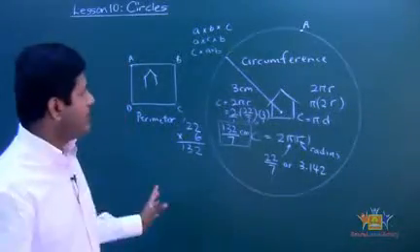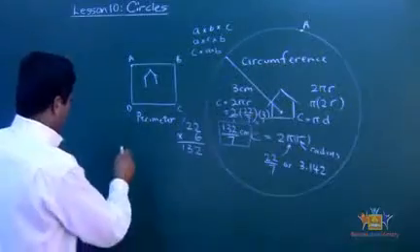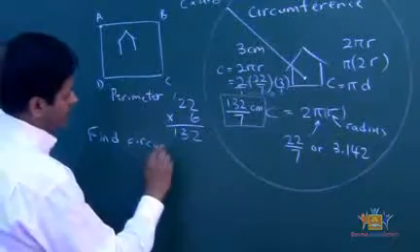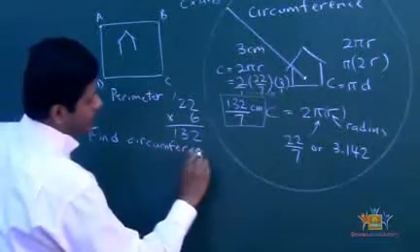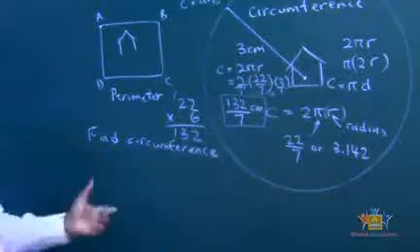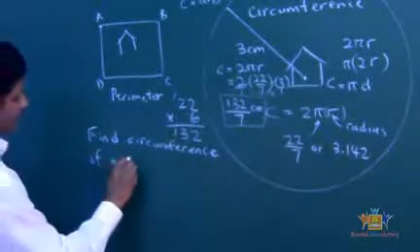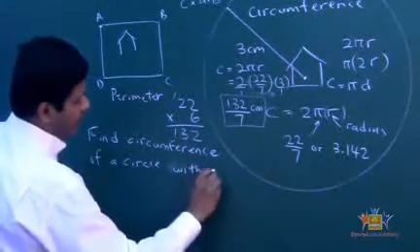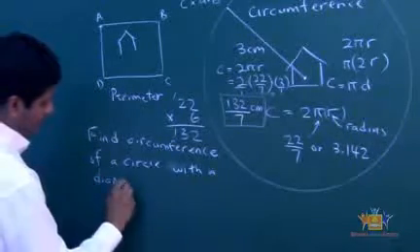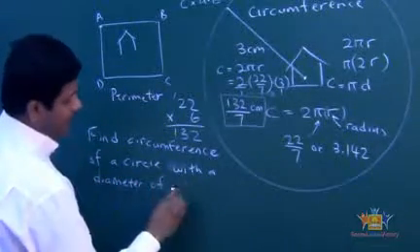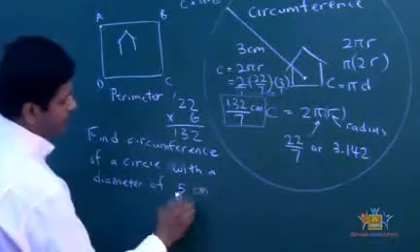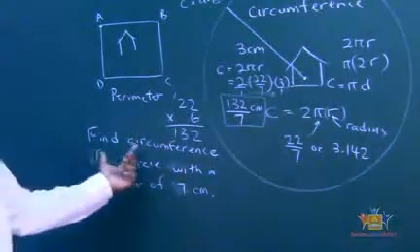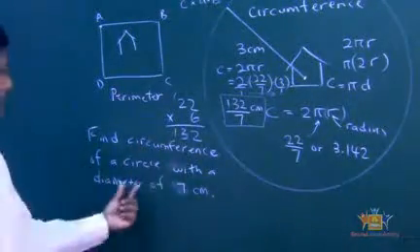Straightforward. Okay, good. So that means I can give you, for example, a problem: find the circumference of a circle with a diameter of, let's make it interesting, 7 centimeters. Find the circumference of a circle with a diameter of 7 centimeters.